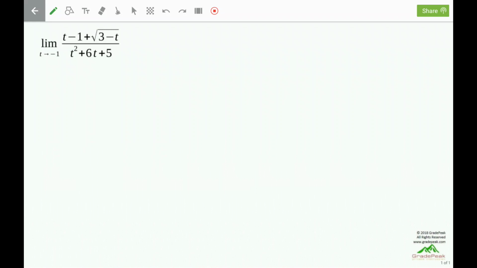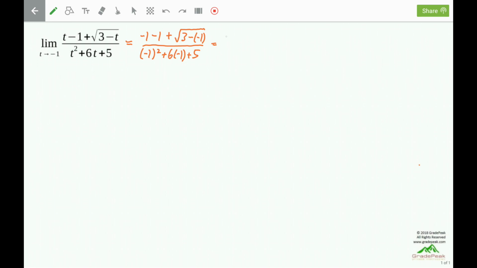Limit as t goes to -1 of t minus 1 plus the square root of 3 minus t, over t squared plus 6t plus 5. The first thing we're going to do is try plugging a -1 in for each of the t's. -1 minus 1 plus the square root of 3 minus a -1, divided by -1 squared plus 6 times a -1 plus a 5.